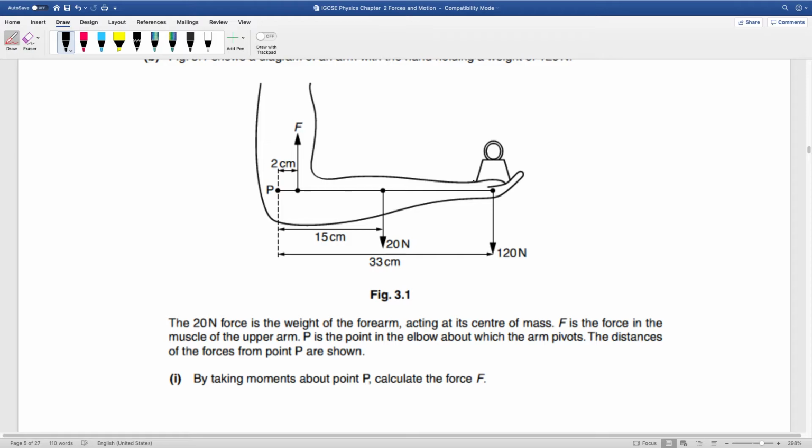Hey. So this is the pivot of this case. So the F is the force given by the tricep, is it?